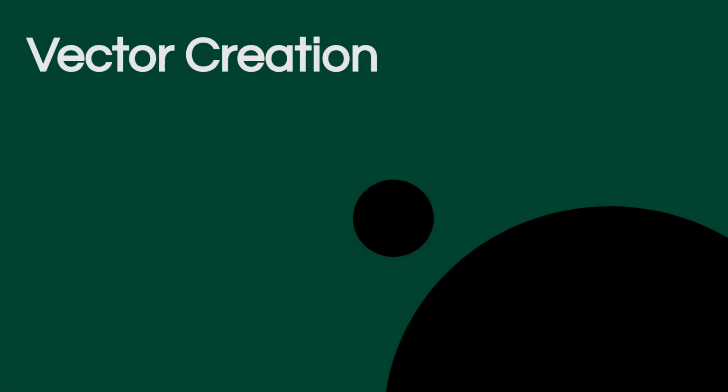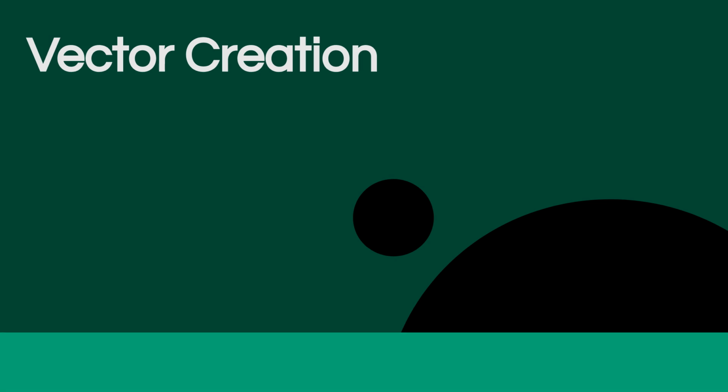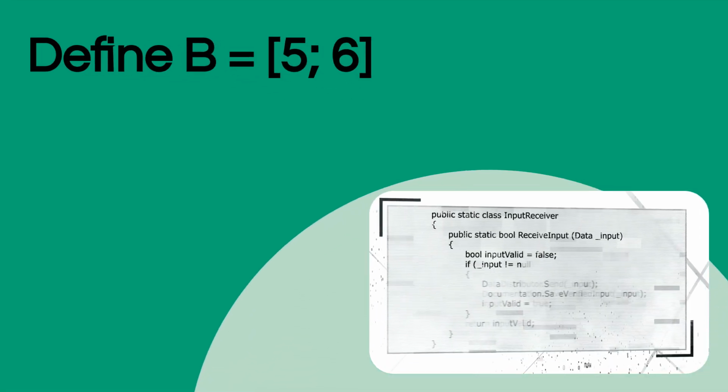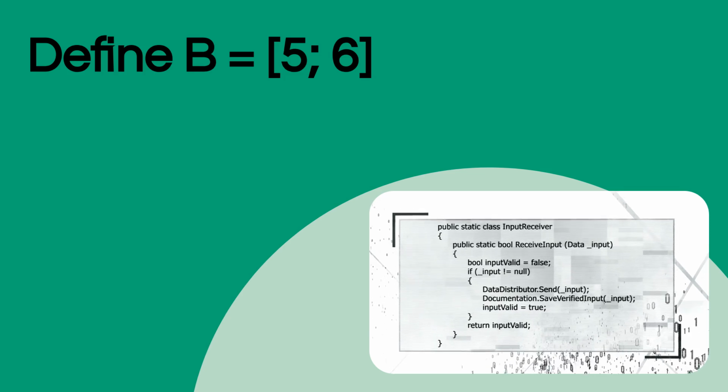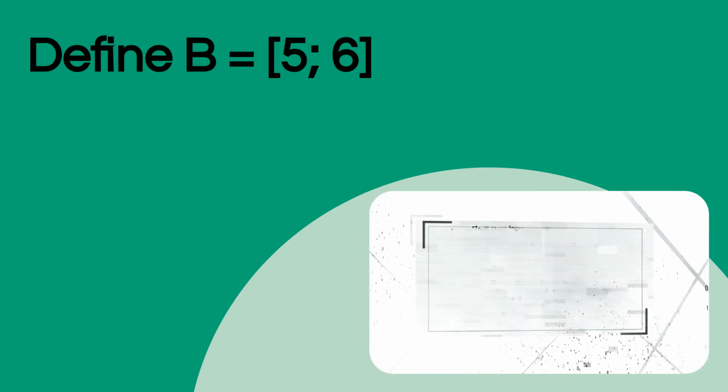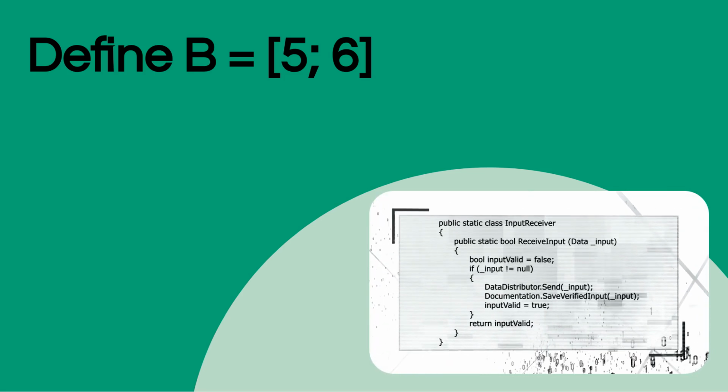A vector is simply a matrix with only one row or one column. Let's create a column vector. We define vector B as a column vector. B equals bracket 5 semicolon 6 close bracket. This is a 2-row, 1-column matrix.